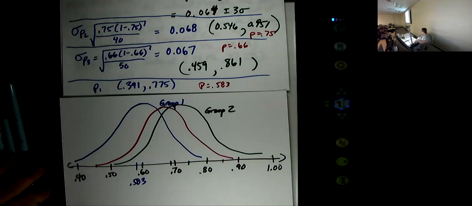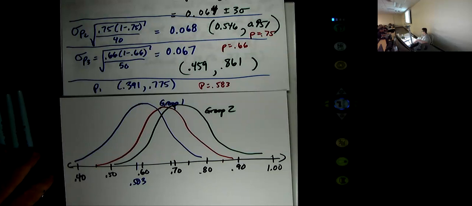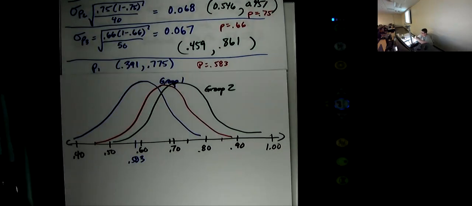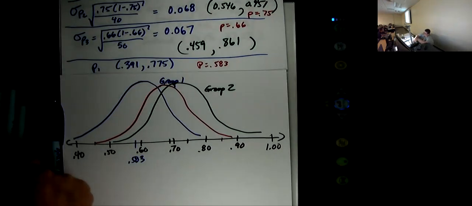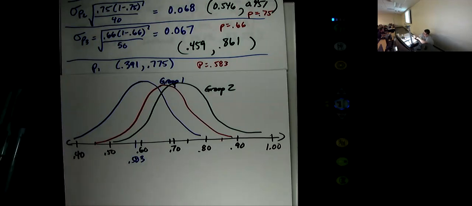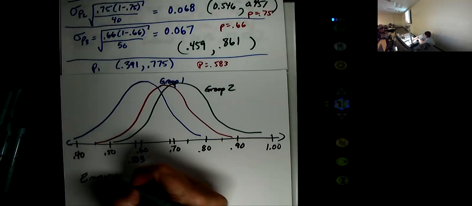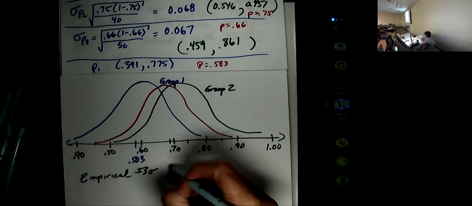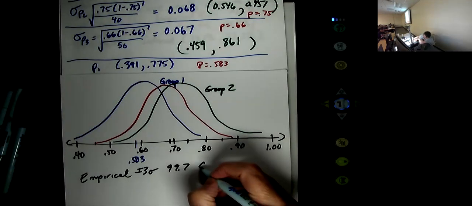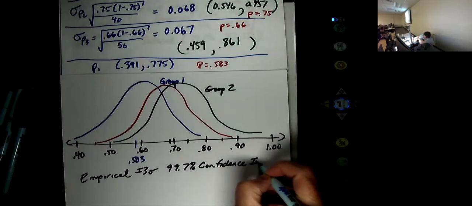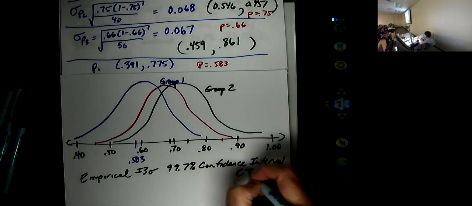Notice there's a lot of overlap. It should be, based on the intervals we picked. What does this confidence interval mean? These were all 99.7 based on the empirical rule. It's not the actual value, but based on the empirical rule with three deviations, we had 99.7% as our confidence interval. I'm going to call confidence interval CI.